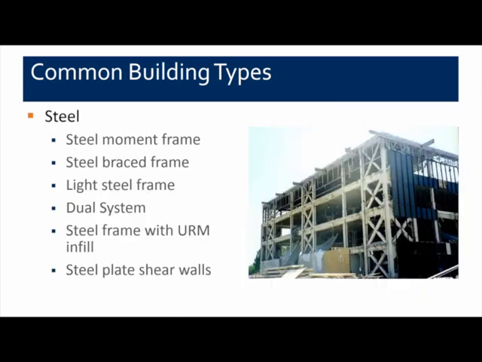Another very common building type is steel, and there are a wide variety of systems that might fall under steel buildings. Steel moment frame, steel brace frame, light steel frame, dual systems, steel frame with unreinforced masonry infill, steel plate shear walls. What you see in the photograph on the right side here is a steel braced frame. And one thing to note here is that for the most part, the steel structure is covered by other cladding elements. And so you would commonly go to building plans or places that the structure is exposed in order to confirm that the building is in fact steel frame.